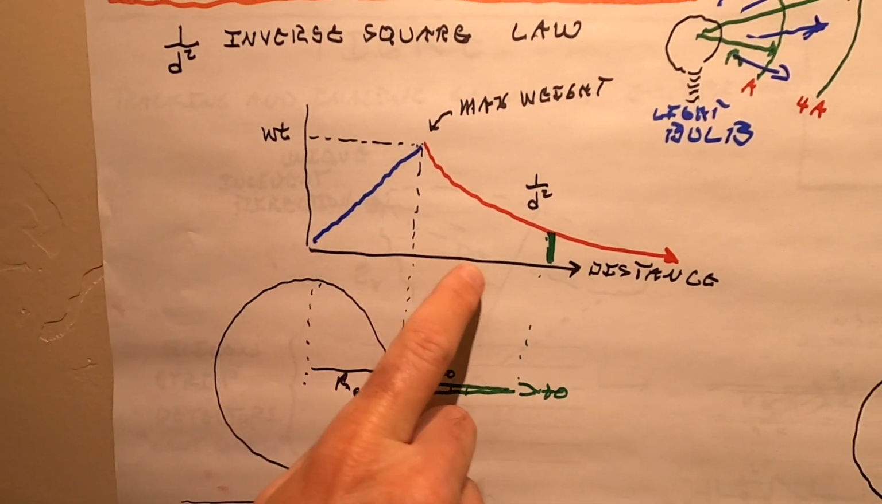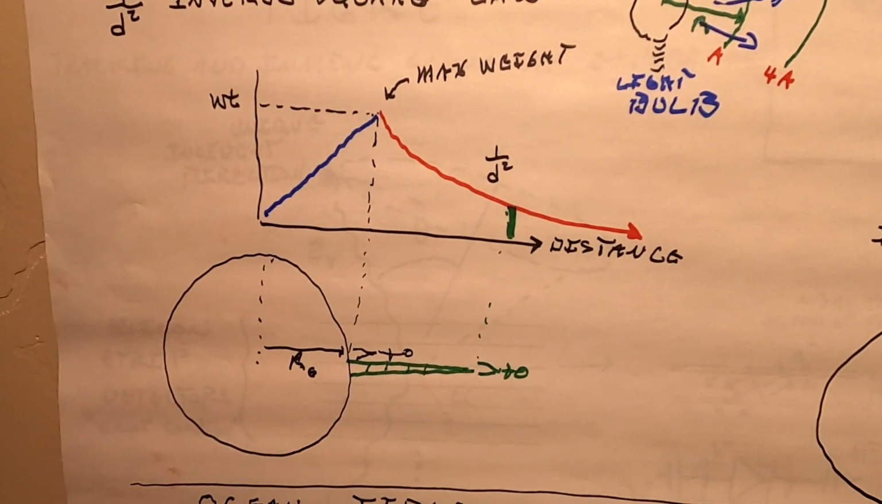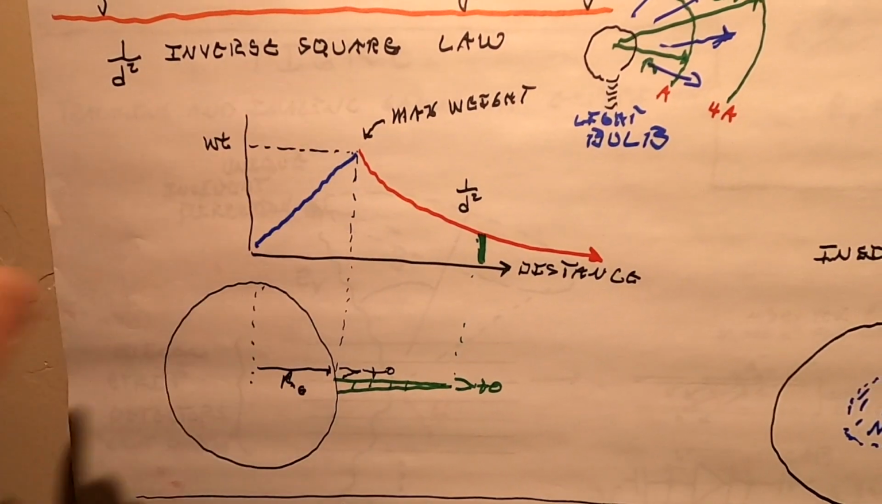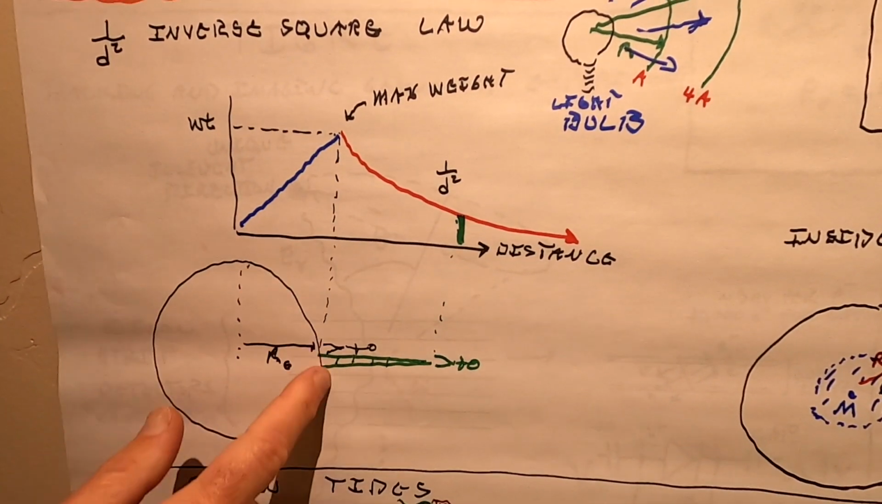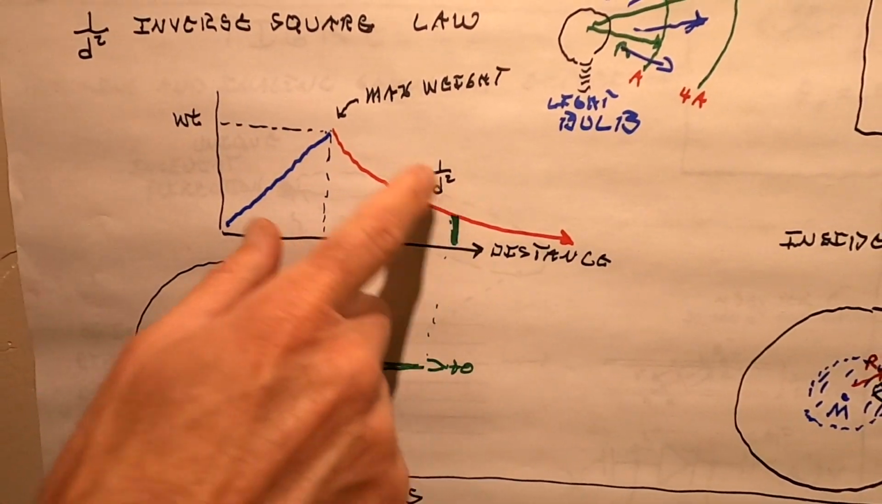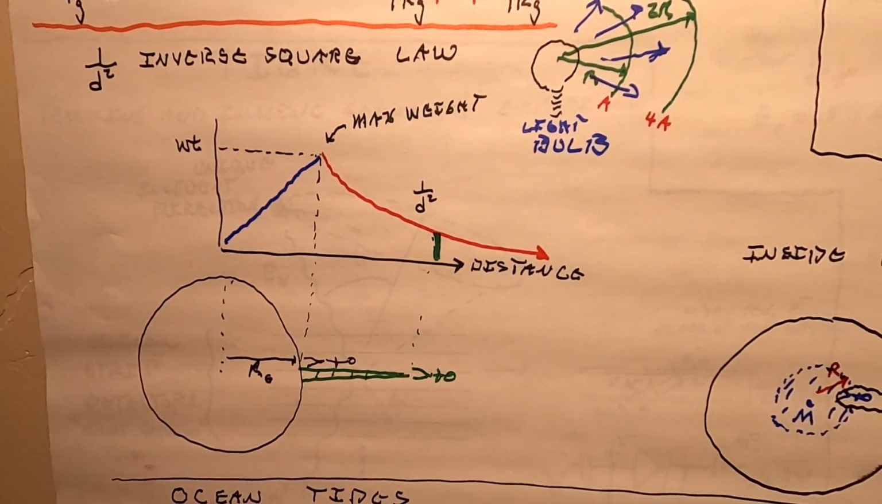And so you can see from this plot where you weigh the most, your maximum weight is right there at the surface of the Earth, right here. You want to lose weight? Climb a mountain, dig a hole, one or the other, right there.